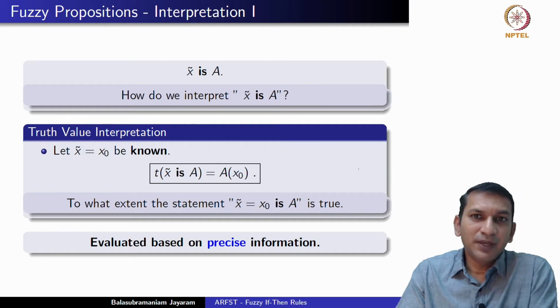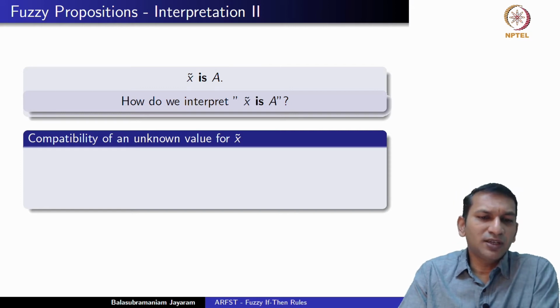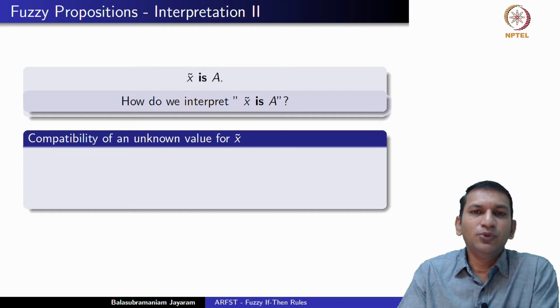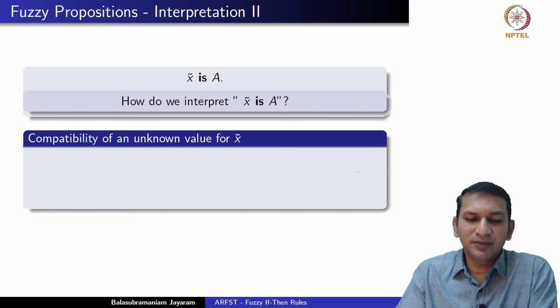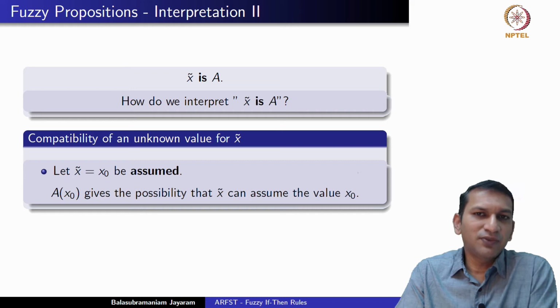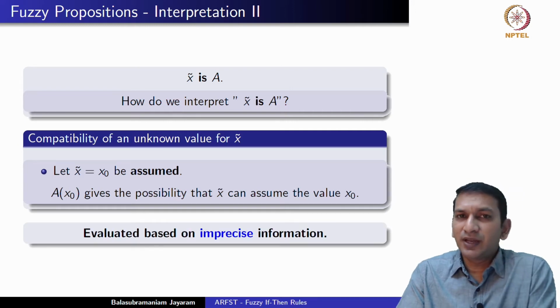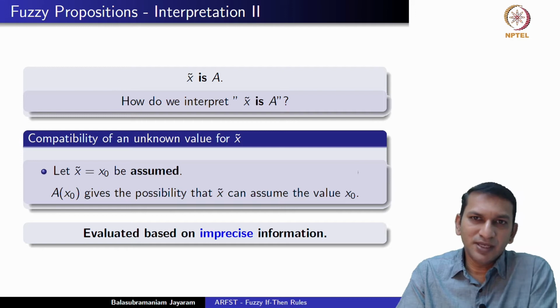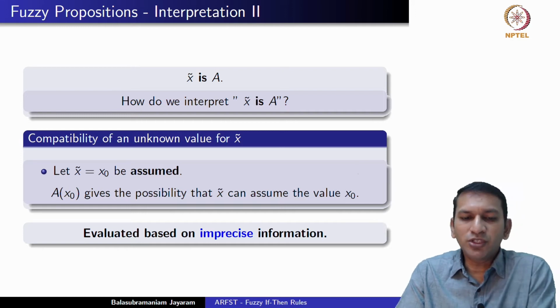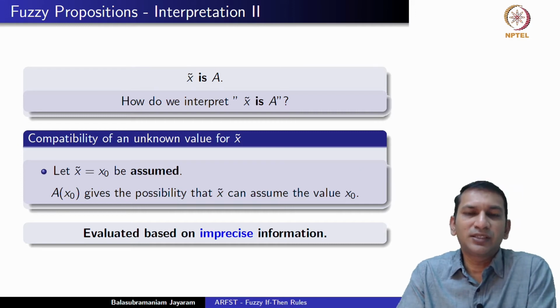It is evaluated based on precise information. A second interpretation is to check how compatible an unknown value of x tilde is to the statement. Once again, here x tilde is equal to x naught is not known, it is only assumed. And now the membership value gives the possibility that x tilde can assume the value x naught. Here we are evaluating based on imprecise information, and we are evaluating the possibility of x tilde is A if x tilde is equal to x naught.